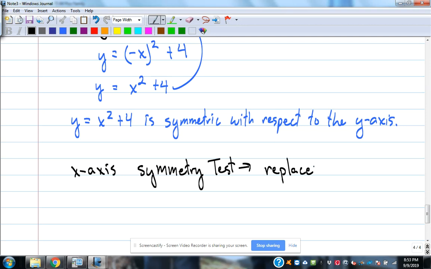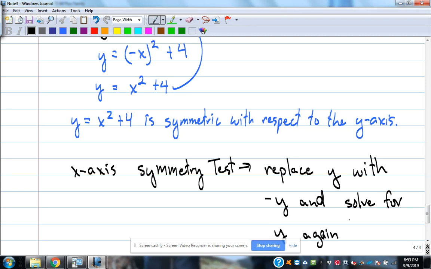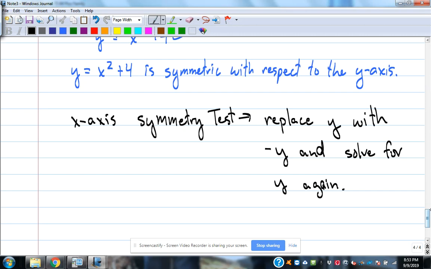Replace y with negative y and solve for y again. That sounds hard to understand there, doesn't it? I don't know if I worded that the right way. And solve it for y again. If everything goes back to the original, guess what it is? Symmetric.